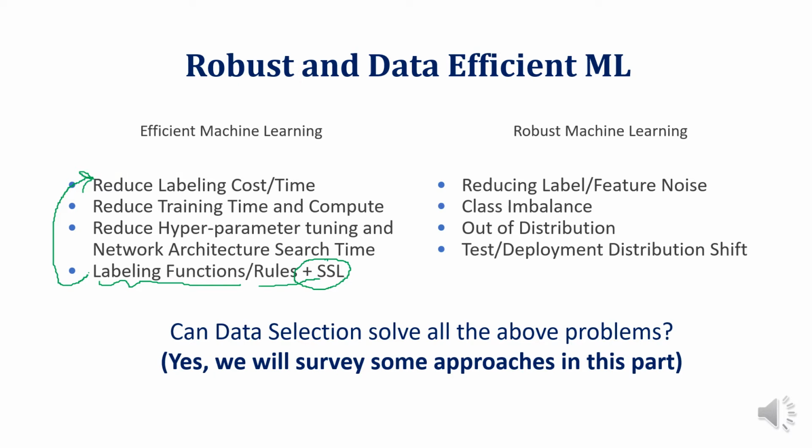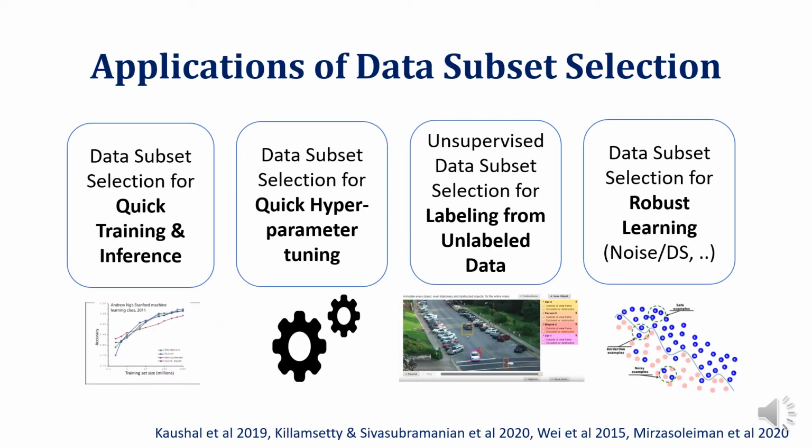As far as robust machine learning is concerned, you want to reduce the feature noise, be robust to class imbalance, and look at out of distribution. Yes, so there are many problems. We'll try and survey some approaches. So here are some applications of data subset selection, summarily: quick training and inference, quick hyperparameter tuning, labeling from unlabeled data, the elements of active learning as well as semi-supervised learning, and finally robust learning.